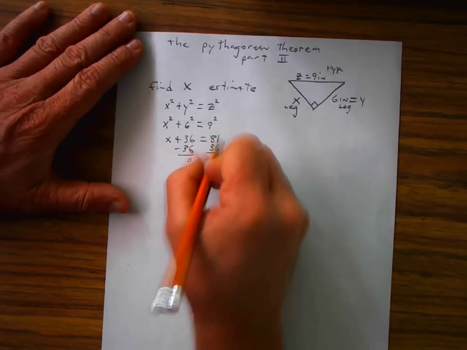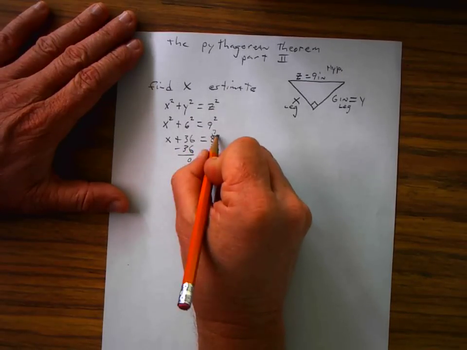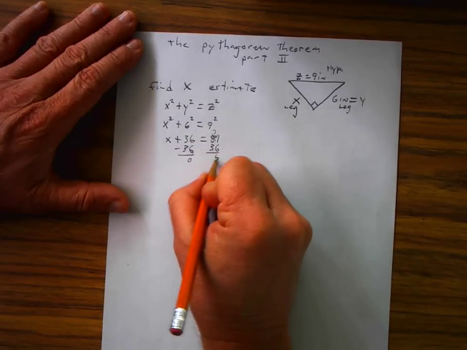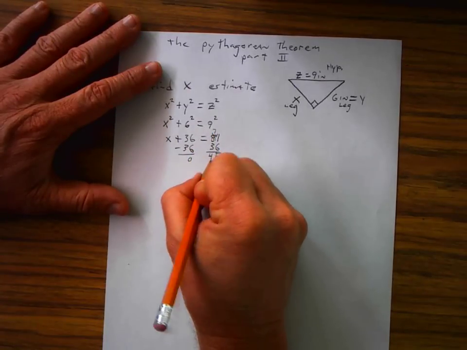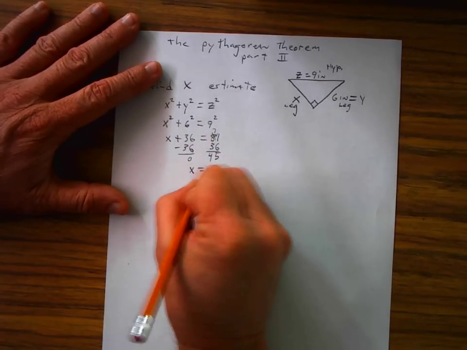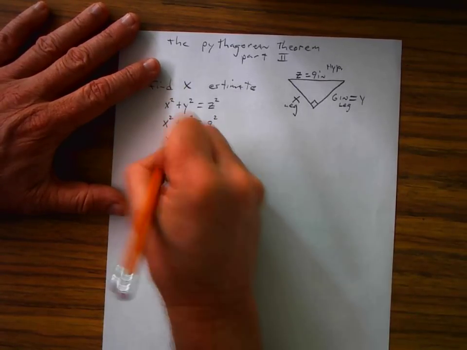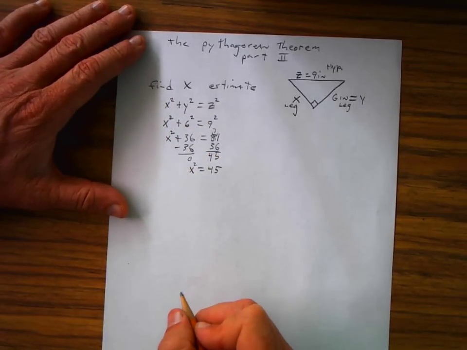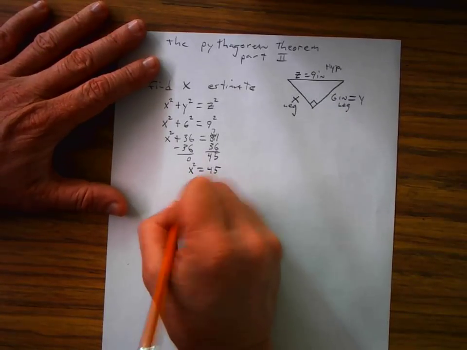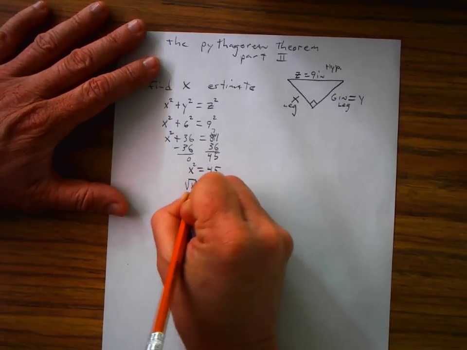This is 0. I have to borrow 1, so that's 7. That makes that 11. And this is 5. And 7 minus 3 is 4. So x squared is equal to 45. Excuse me, I'm dropping the squared here. Shouldn't do that. Okay, now I want to solve for x, so I want to take the square root of both sides.